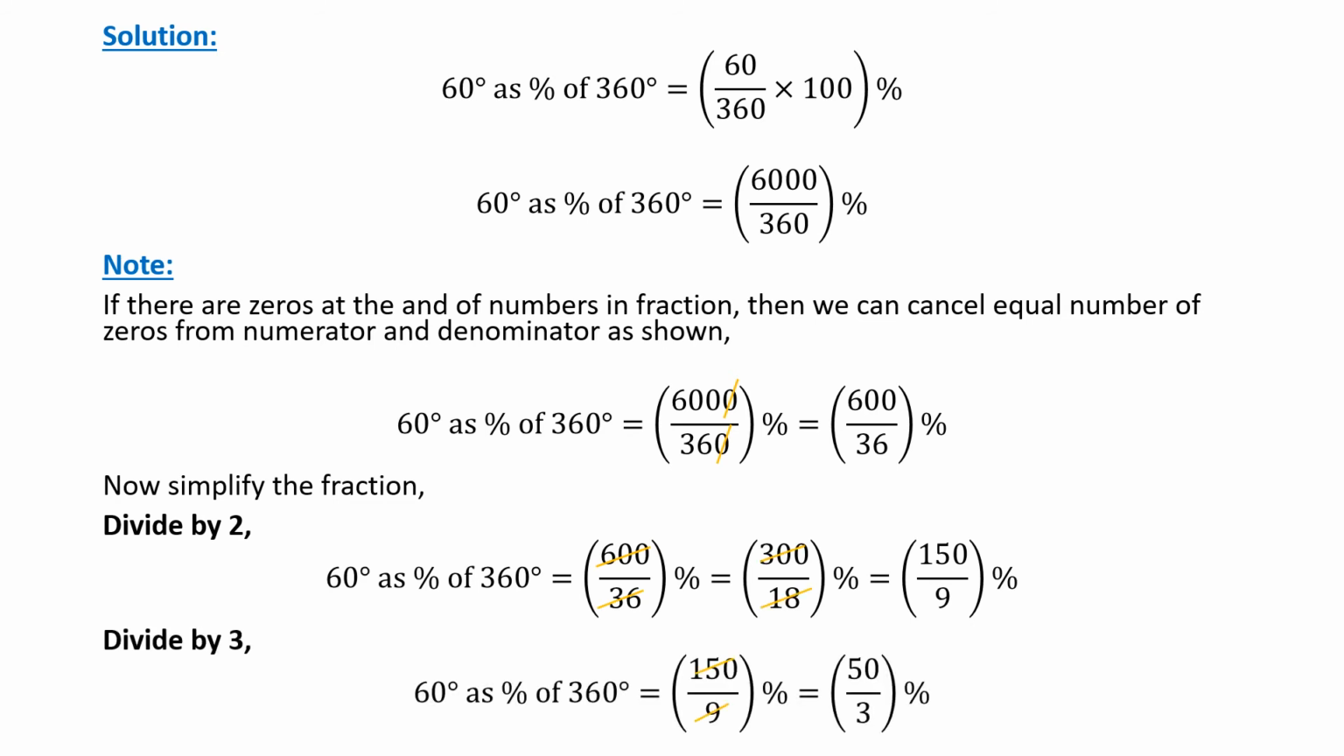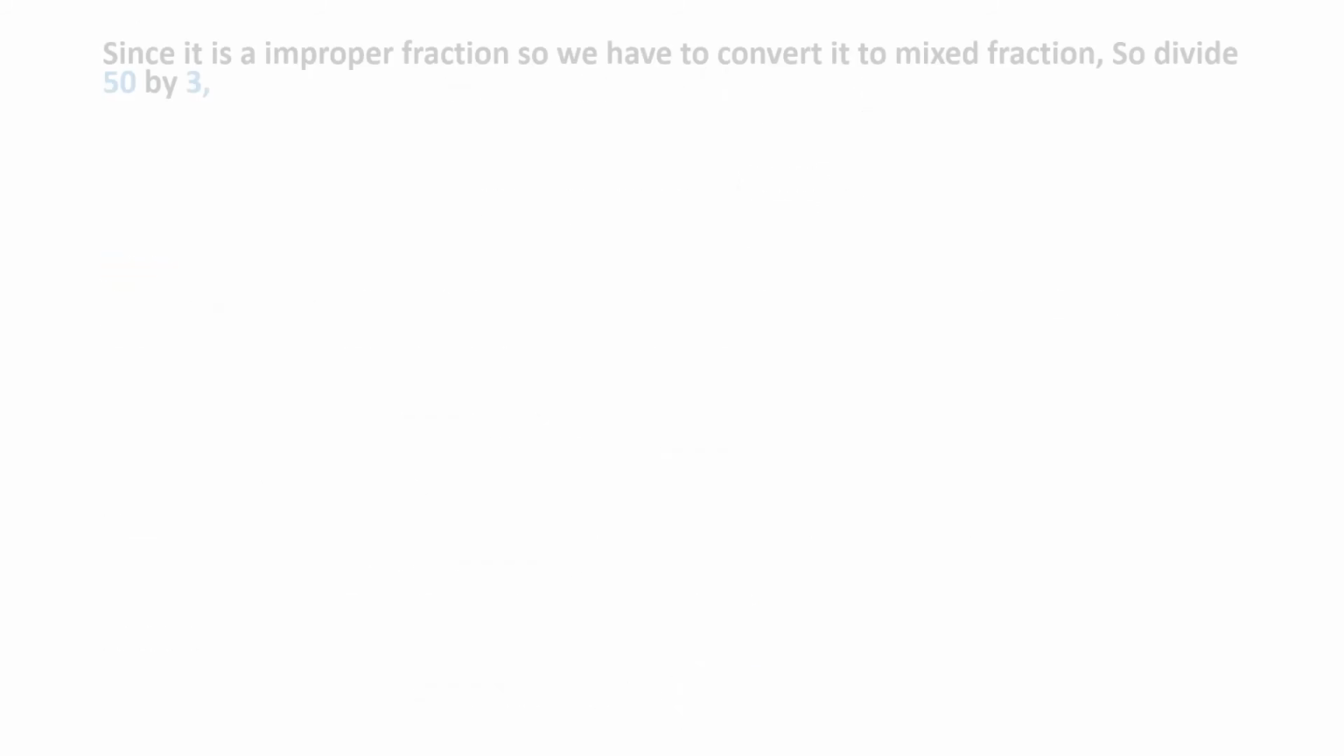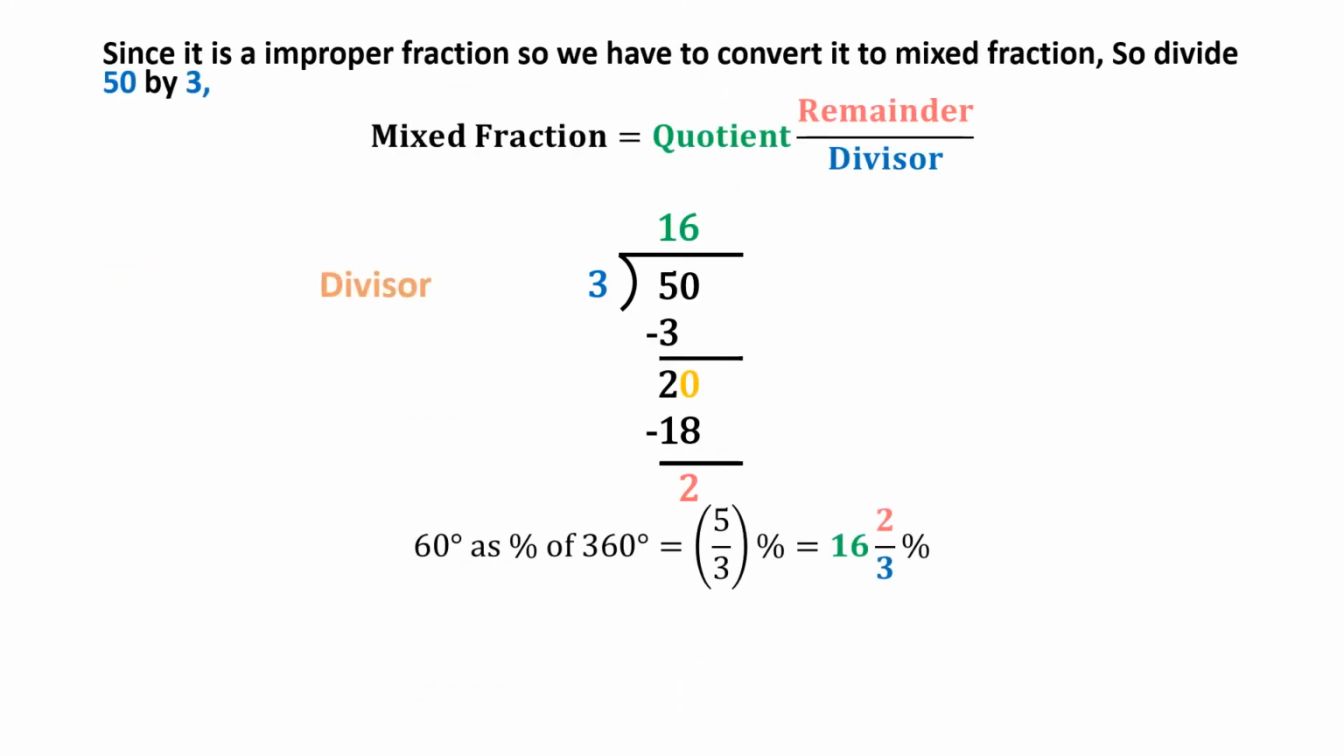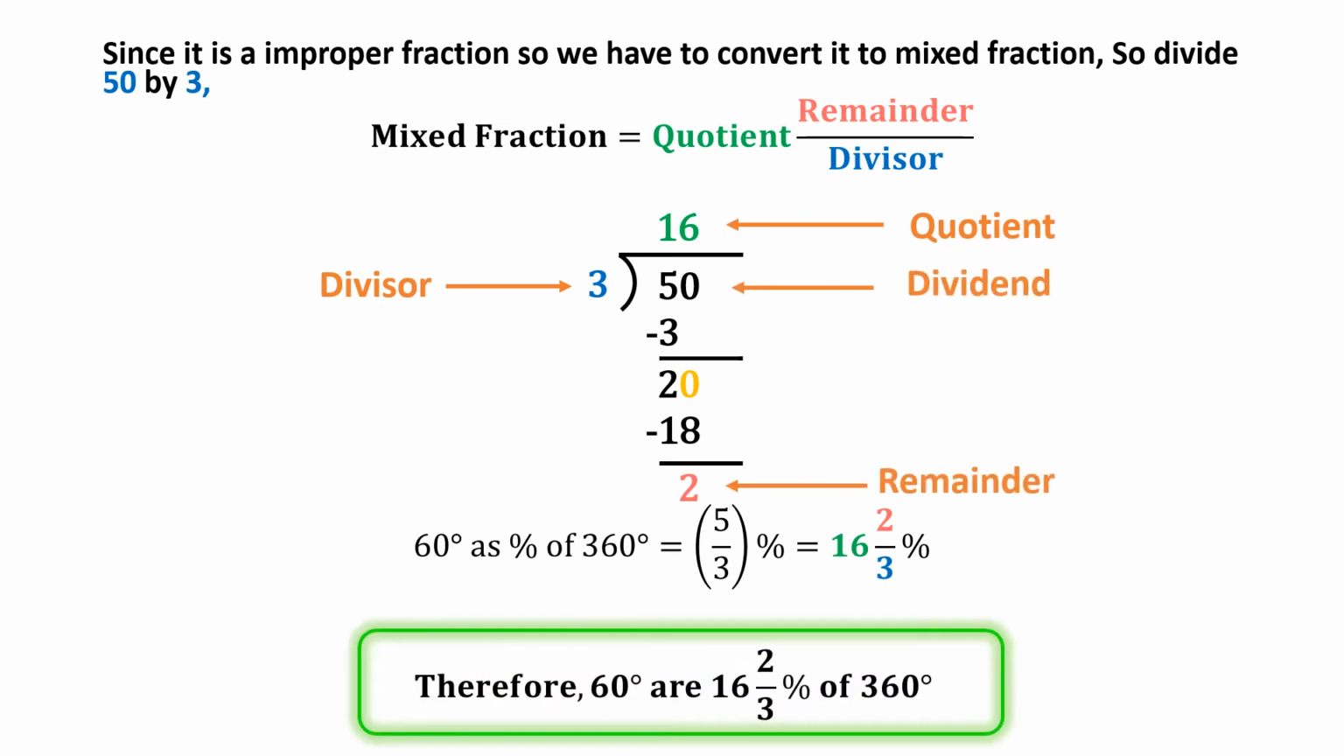Then substitute the values of the first and second quantities in the formula and simplify as shown. After simplification we have 50 upon 3, that is an improper fraction, so we have to convert it to a mixed fraction. So divide 50 by 3. By dividing 50 by 3 we have 16 whole 2 upon 3%. Therefore 60 degrees are 16 whole 2 upon 3% of 360 degrees.